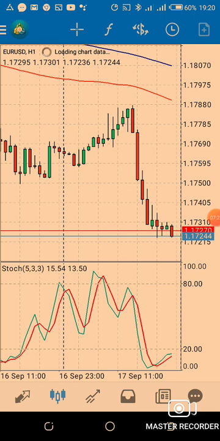Now, what are those numbers standing for? The first number is standing for open. It is the open value where the market opened. The second one is standing for high. The third one is standing for low. And the fourth one is standing for close. I said the first one is the open value, the second one is the high value, the third one is the low value, and the fourth one is the close value.